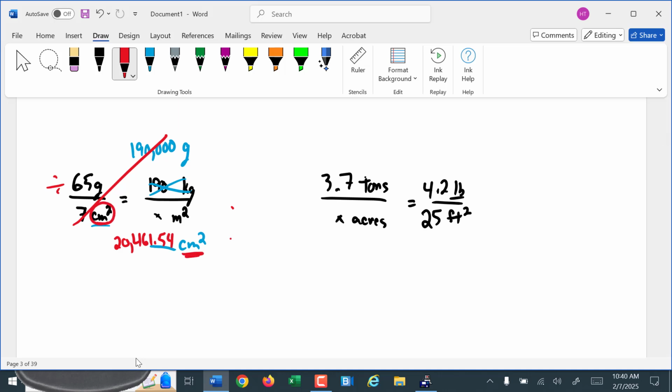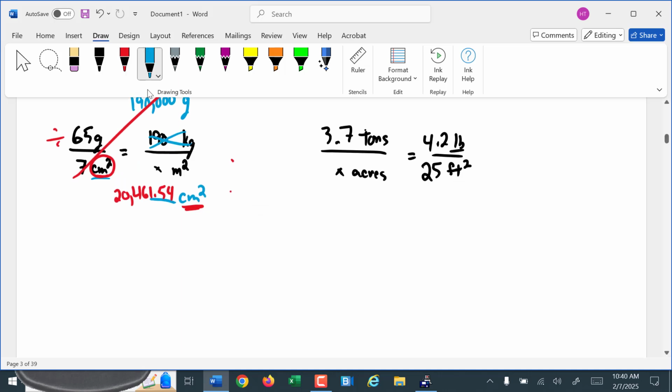It's going to be whatever that unit is. Now, to get from centimeters squared to meters squared, just like with square inches to square feet, we have to be careful. 1 meter is 100 centimeters. So that means 1 meter squared is going to be 100 squared, or 10,000 centimeters squared.